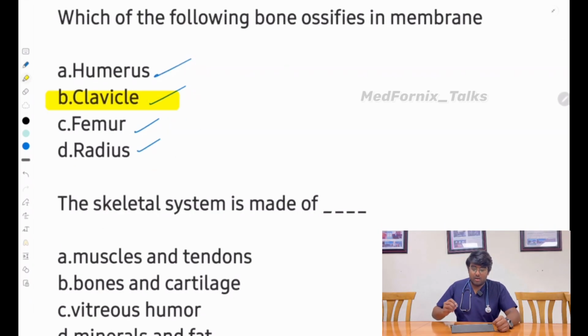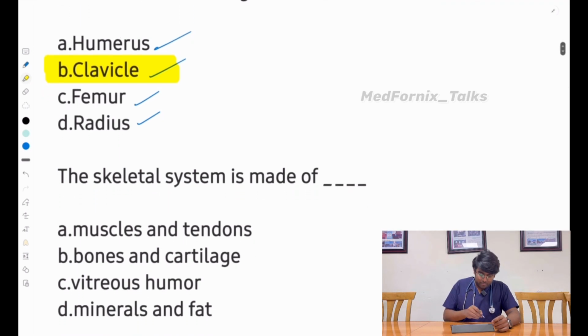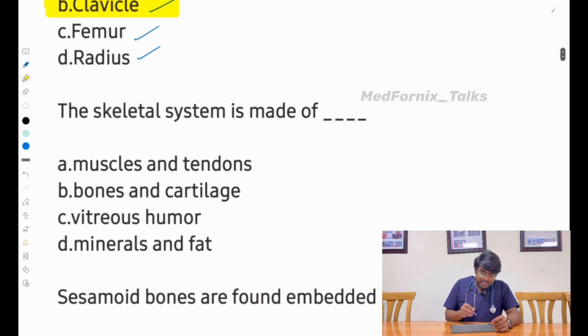Clavicle is a bone which ossifies in the membrane. Always remember there are so many properties in clavicle. We will talk about that, but always remember it is the first bone to ossify and it is a membranous bone.